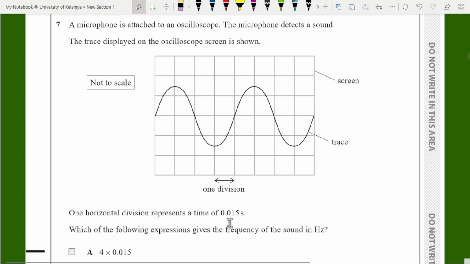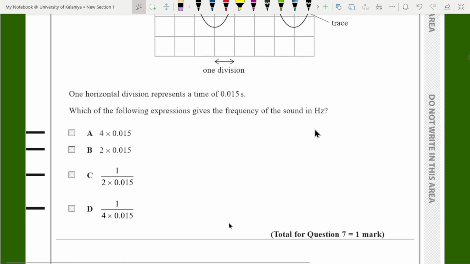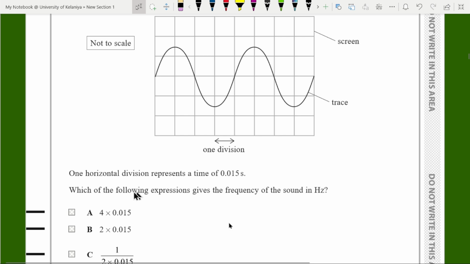In the seventh one, a microphone is attached to an oscilloscope. The microphone detects a sound. The trace displayed on the oscilloscope screen is shown. Here we have the trace, and they have mentioned that one horizontal division represents a time of 0.015 seconds, and they're asking for the frequency. The frequency is equal to what? One over the time taken for one oscillation.